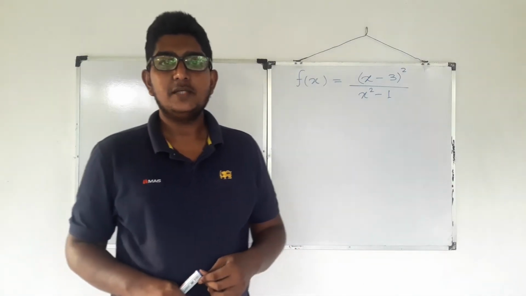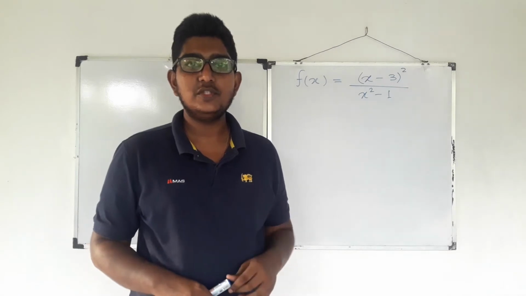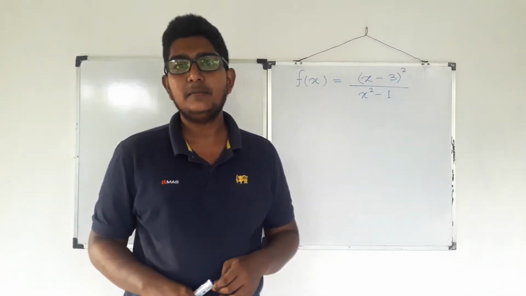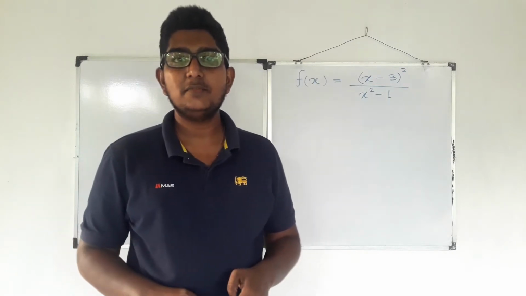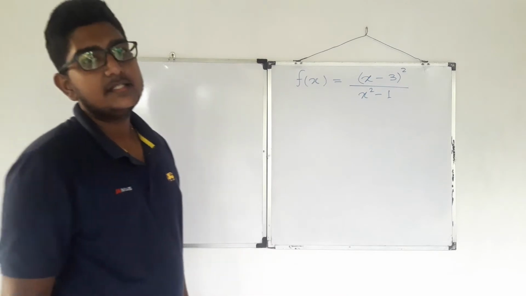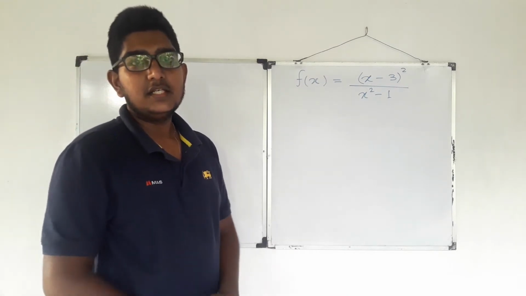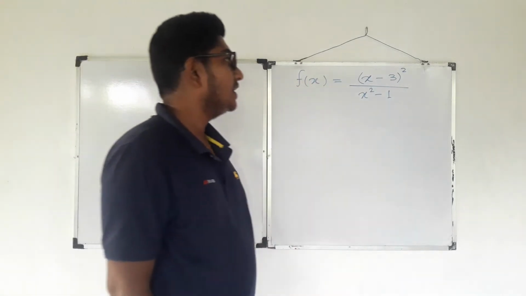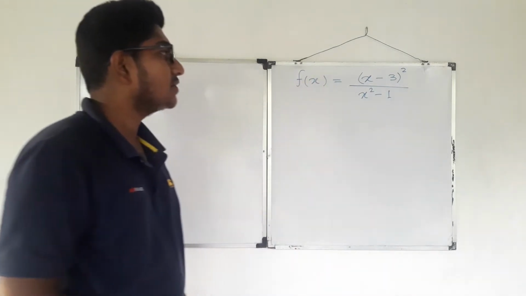In this video, I am going to discuss with you how to draw the differentiation graph that will be given for your A-level combined mathematics paper under question number 14, part A. For that, I have selected the question given in 2016 paper. The function is (x minus 3) whole squared divided by x squared minus 1.